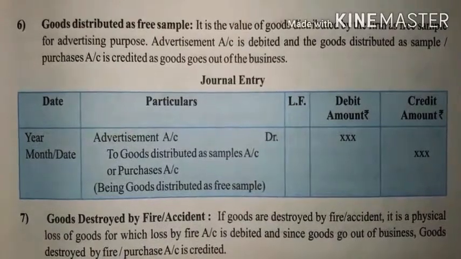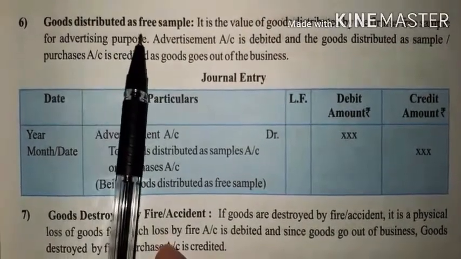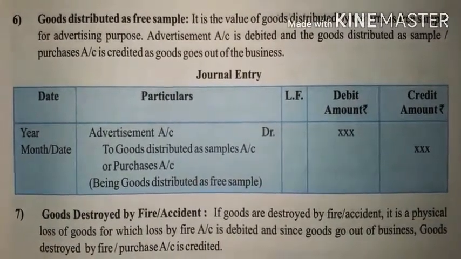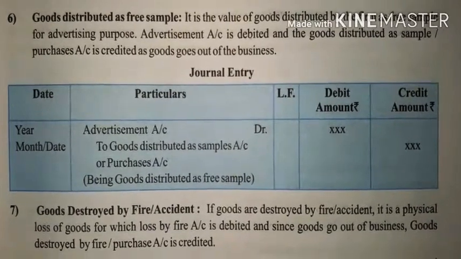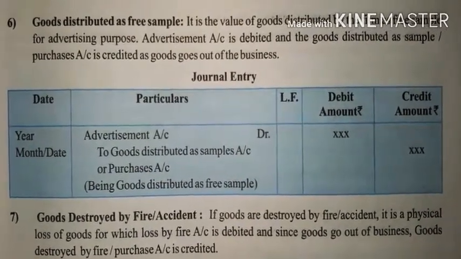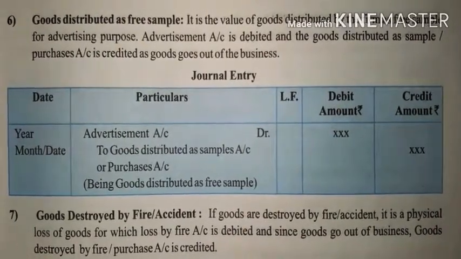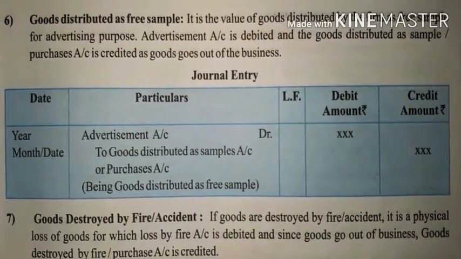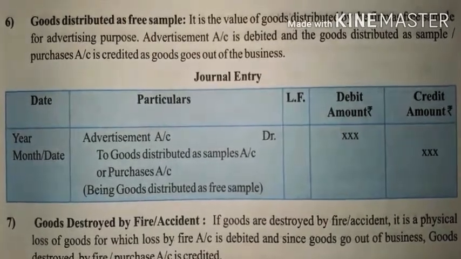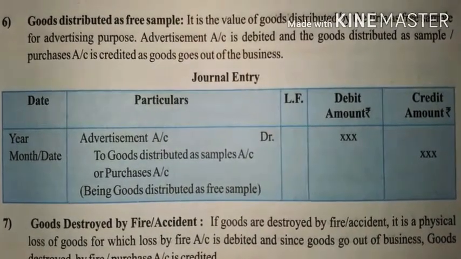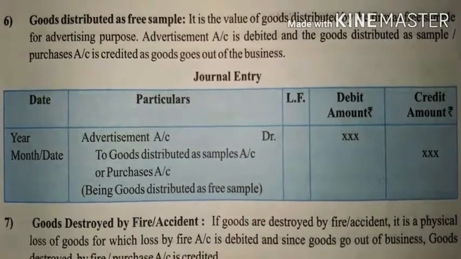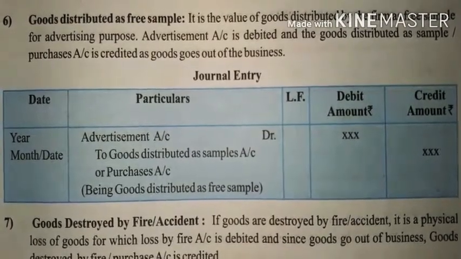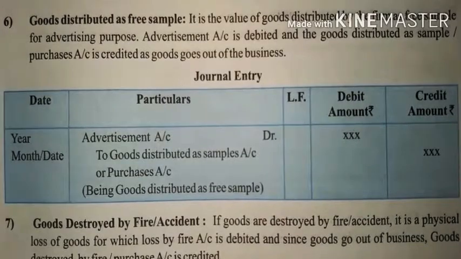Let's see the other transaction: goods distributed as free sample. Now by the title you have understood what free sample means. At your home, any marketing person or salesperson comes, he gives you a product, a newly established product for your utilization. That is called a free sample. After using that product which is given by the salesman, you think of buying that product. So the product which is given by the salesperson or the marketing person as a free product to you is called a free sample.